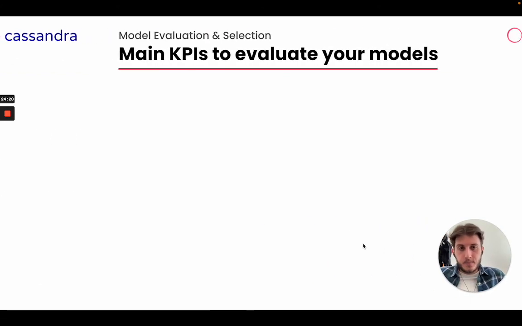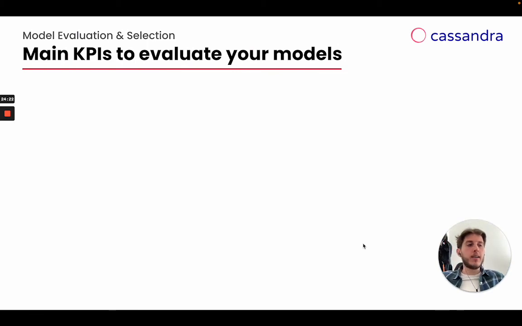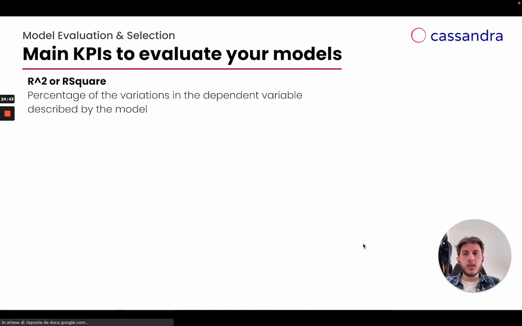And basically, once you have your models done in maybe different ways, so you test out your linear regression alongside Ridge, you test out some nested modeling, what you really want to do is be able to evaluate your model and select the right one. So you need some KPIs that are good to evaluate the models themselves. And the first thing that you want to look at is your R-square, which is basically the percentage of the variation in the dependent variable, so like your sales or conversion, described by the model.